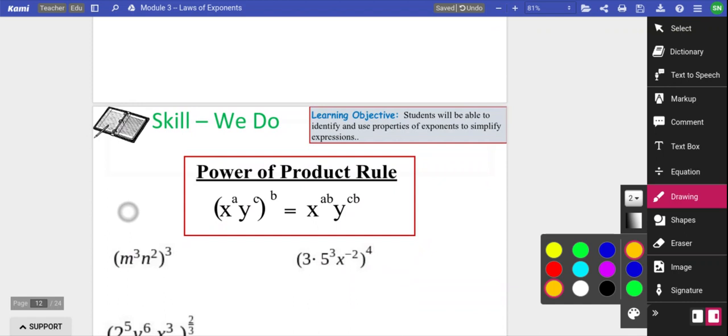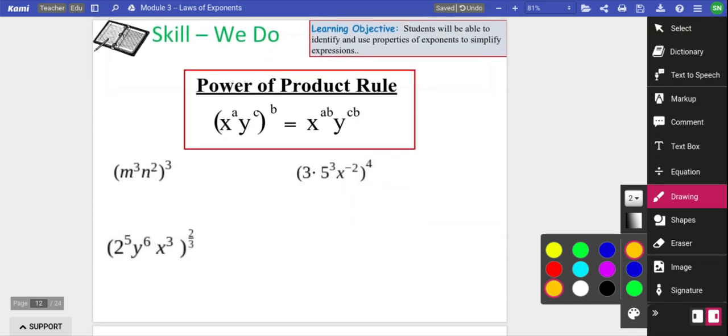We also have the power of product rule. This is a variation of the power rule, so it's slightly more elaborate. We have now 2 different variables inside, each one with its own exponent, and we have a power on the outside. So on the inside we have the product, and outside we have the power. In this case, basically what we do is we distribute the exponent.